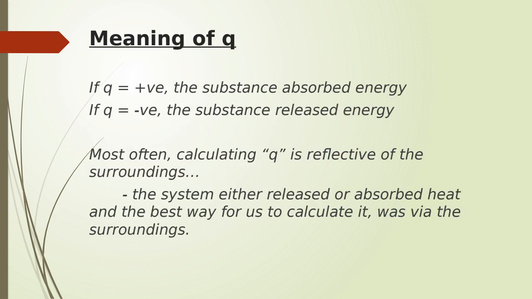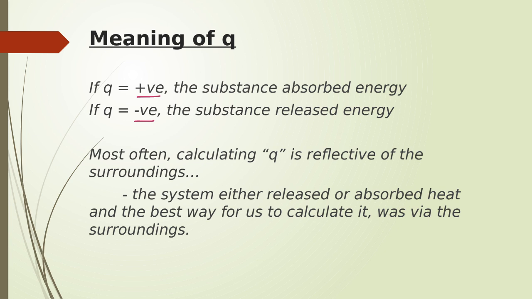So what does our Q value actually mean? Well, if you end up with a Q value that is positive, so the value is a positive number, what it's telling us is that our substance or our matter has absorbed energy. If we get a negative Q value, it tells us that the substance has released energy. Okay, so again, remember that some systems are exothermic or endothermic. This is going to help you determine that.